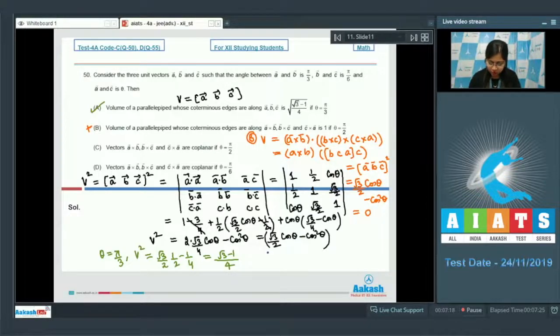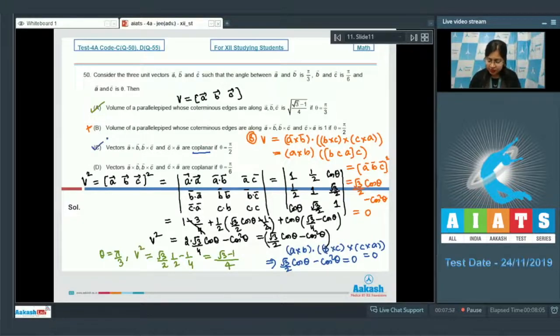Now let's talk about option C. It says that vectors A cross B, B cross C and C cross A are coplanar if theta is equal to pi by 2. Now if these vectors are coplanar, then the value of A cross B dot B cross C cross A should be equal to 0, which means that the value of root 3 by 2 cos theta minus cos square theta should be equal to 0 for coplanarity. Now check at theta equal to pi by 2. Yes, it is 0. So this is coplanar.